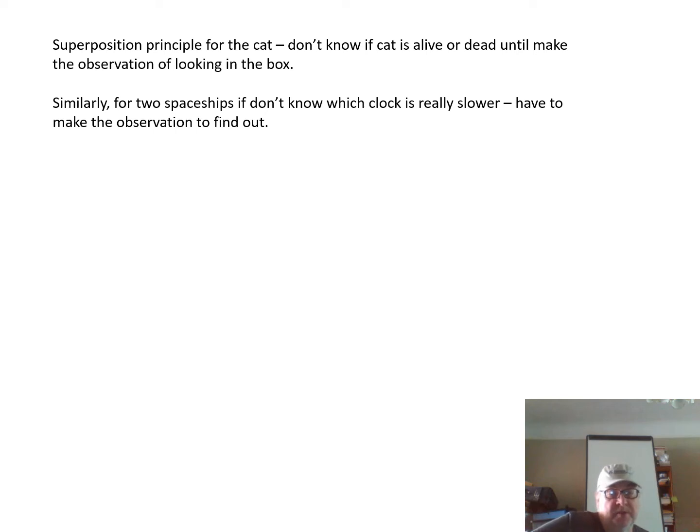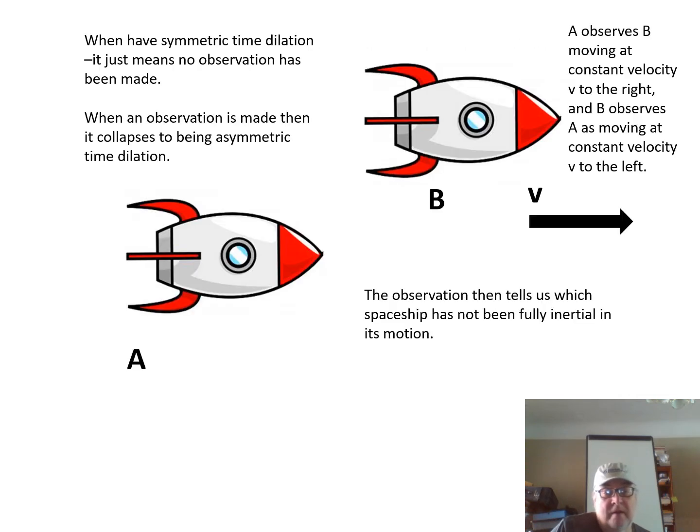The superposition principle for the cat: you don't know if the cat is alive or dead until you make the observation of looking in the box. Similarly, for two spaceships, if you don't know which clock is really slower, you have to make the observation to find out. When you have symmetric time dilation, it just means no observation being made. When an observation is made, then it collapses to being asymmetric time dilation.